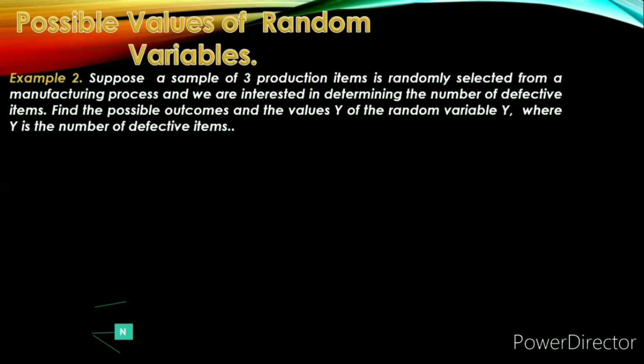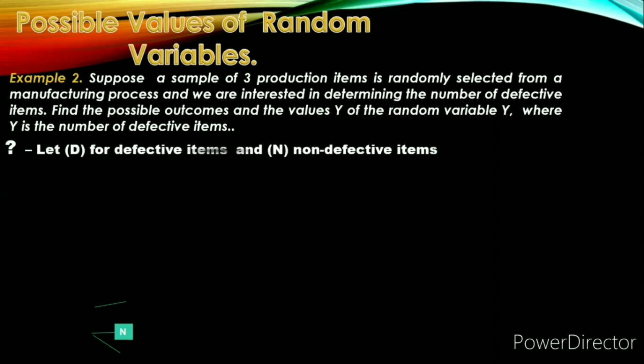Suppose a sample of 3 production items is randomly selected from a manufacturing process and you are interested in determining the number of defective items. Find the possible outcomes and the values y of the random variable Y, where Y is the number of defective items. Let D stand for defective items and let N stand for non-defective items.